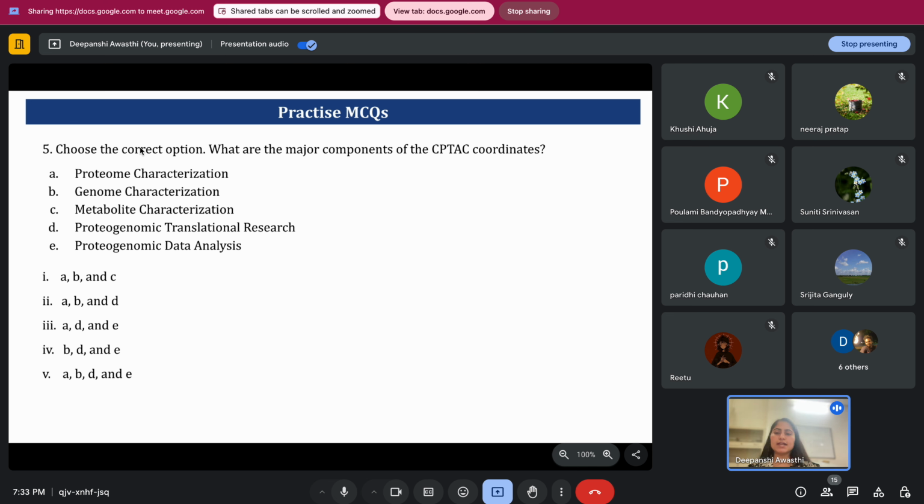Now you have to select the correct option. What are the major components of CPTAC coordinates? We have just discussed it. Option A is proteome characterization, option B is genome characterization, option C is metabolite characterization, option D is proteogenomic translational research, and option E is proteogenomic data analysis. I'll give you a little hint: it has three major components. Now you have to tell me which of these options is correct. What do you think are the major components?